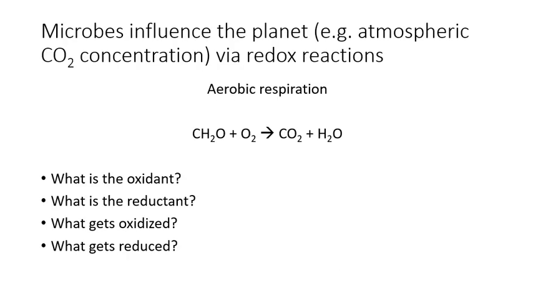Microbes influence the planet via their redox reactions. Through redox reactions, they create biogeochemical cycles for elements such as carbon, nitrogen, sulfur, and more. Remember that energy is unidirectional and travels one way through food chains, while the elements cycle. An important part of the carbon cycle is aerobic respiration, which is displayed here. Try and identify the oxidant and the reductant for this equation. Remember that you can calculate the oxidation states if you're unsure, and that can help you figure out which one gets oxidized and which one gets reduced.